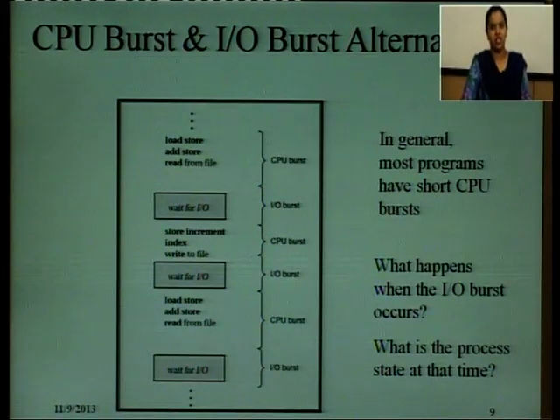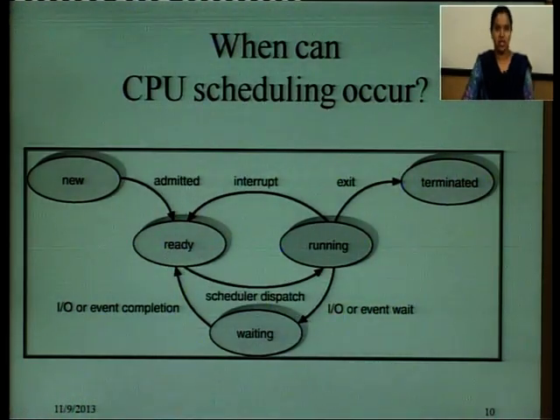What happens when an input output burst occurs? What is the process state at that time? When the system needs the input output units, then what happens? What is that state known to be? Here you see when can CPU scheduling occur. Scheduling occurs when there is an interrupt, when there is a waiting.